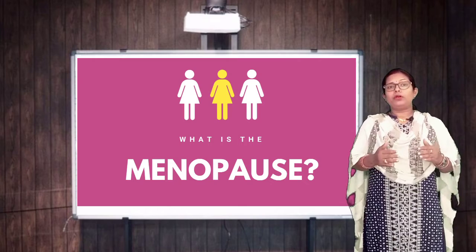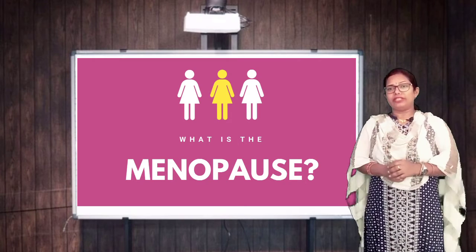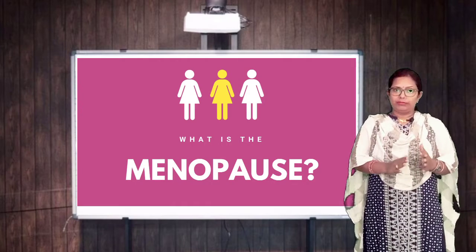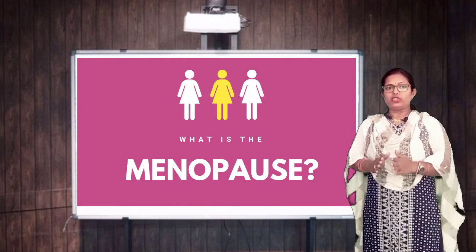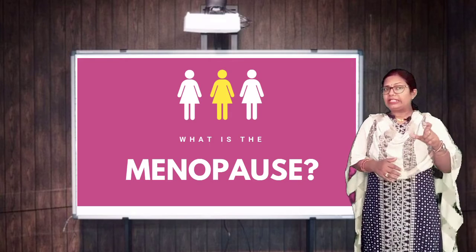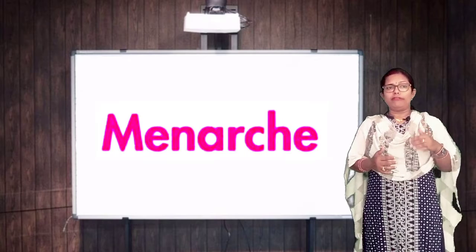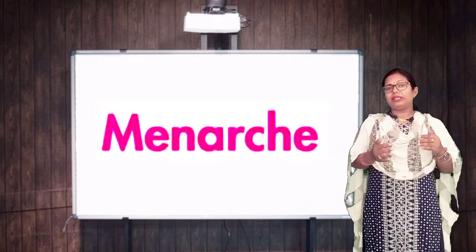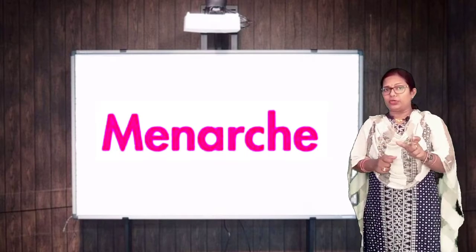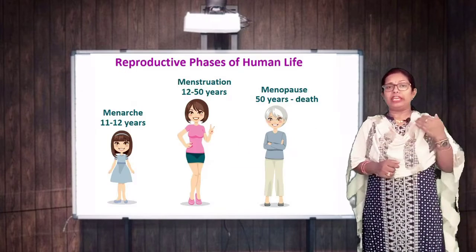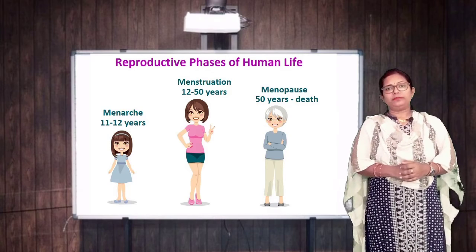So menopause is the complete cessation of menstruation, means menstrual period stops. During menopause, menstrual period stops. And next term is menarche. Menarche is just opposite of menopause. Menarche means onset of menstruation. Onset of menstruation in a young female between the age of 11 to 15.